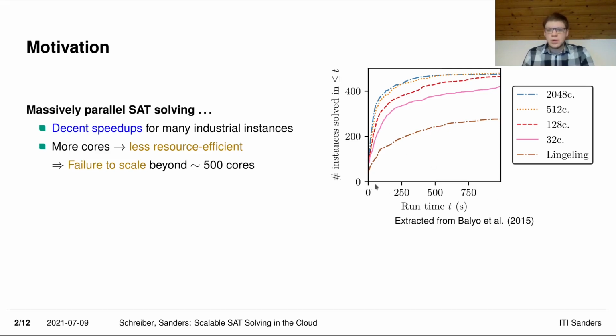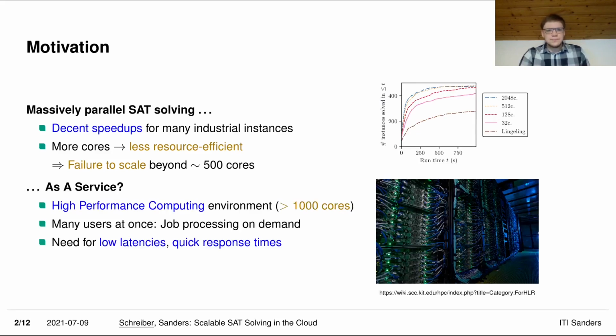Here we have a plot from the original Hordesat publication. We have the number of solved instances given a runtime per instance. Here we have the sequential baseline, and then Hordesat's performance on 32 cores up to 2048 cores. Going from 512 to 2048 cores, the difference is really negligible. So Hordesat fails to scale beyond this threshold of around 500 cores.